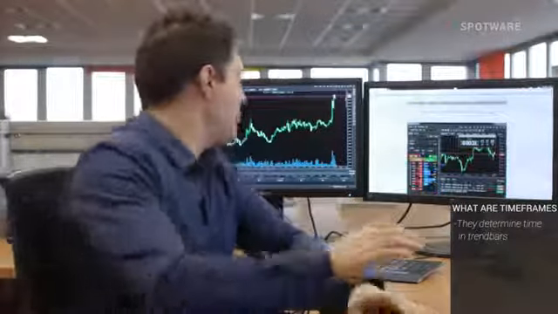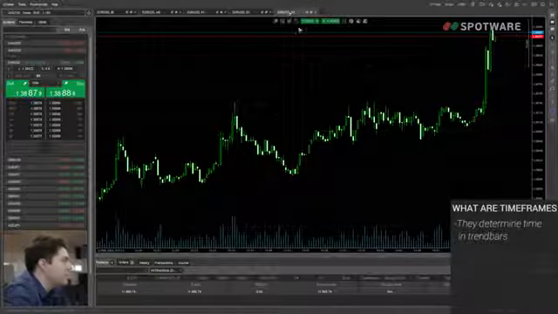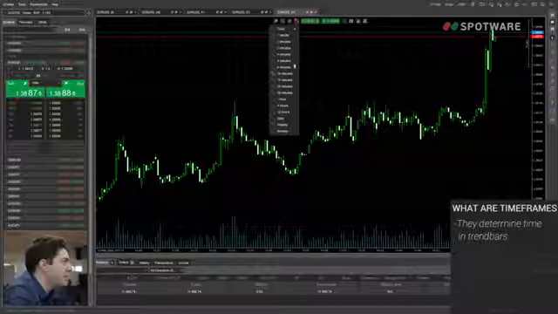So, what is a time frame? The time frame you select determines how much time is printed in every one of your trend bars in your chart. Let's go back to cTrader. I'm going to show you exactly what I mean here. We have plotted a EUR/USD chart. The time frame selector is inside the chart, here.